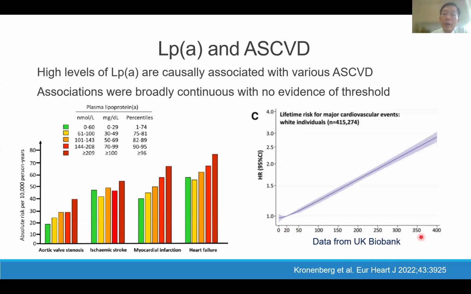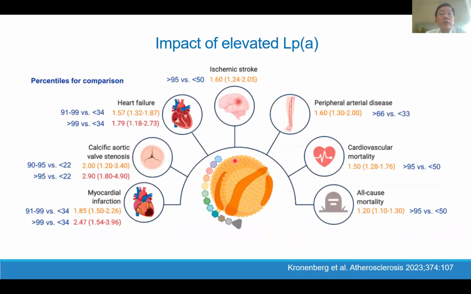Later data from UK Biobank also confirmed the data from the Copenhagen study that high Lp(a) levels are causally associated with MI and aortic valvular stenosis, but also other forms of ASCVD, including ischemic stroke and also heart failure. It is interesting that the association seems to be continuous with no evidence of threshold. So these are the impacts of elevated Lp(a). If you have high Lp(a), you are at increased risk of acute myocardial infarction, calcific aortic valvular stenosis, heart failure, ischemic stroke, peripheral arterial disease, and also cardiovascular and all-cause mortality.